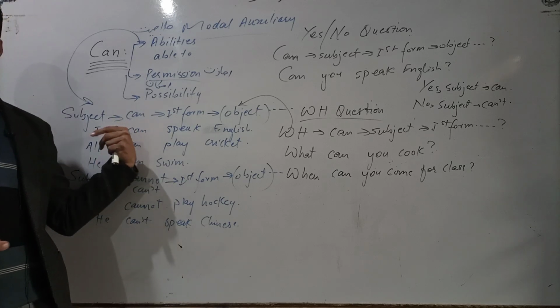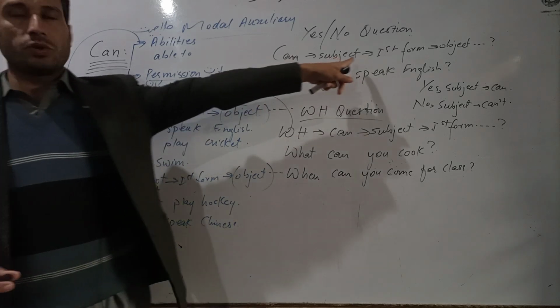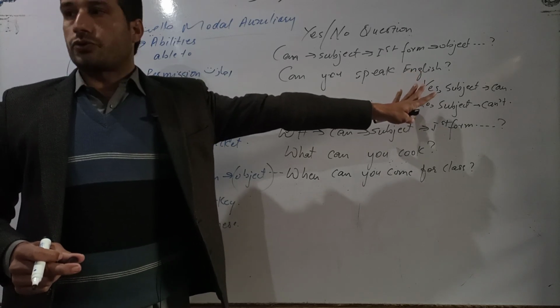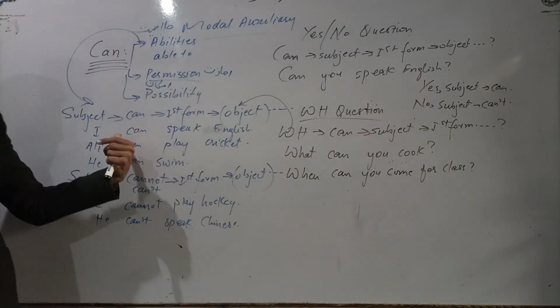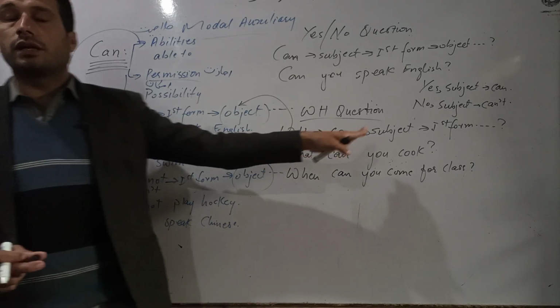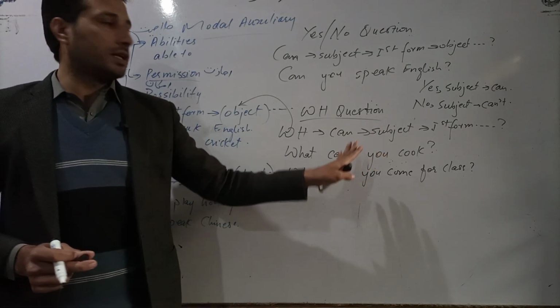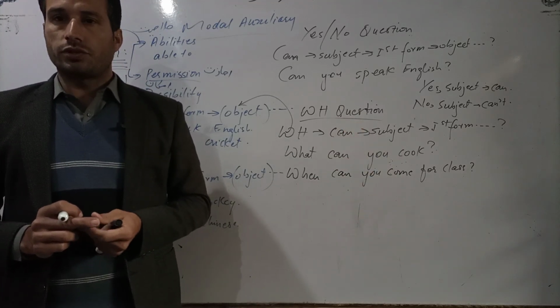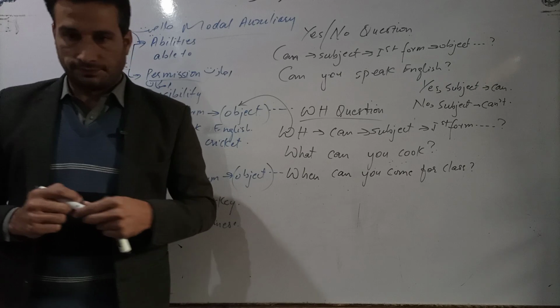We answer with the positive structure, with a full sentence. Like the yes no question has a separate answer structure, WH questions are answered with this positive structure. So that is how we make WH questions with can. Is that clear? Yes, sir. Any question? No, sir. You may write it.